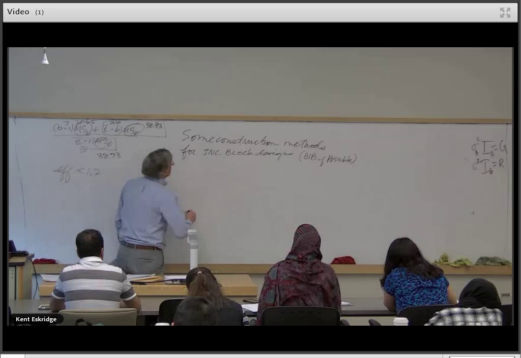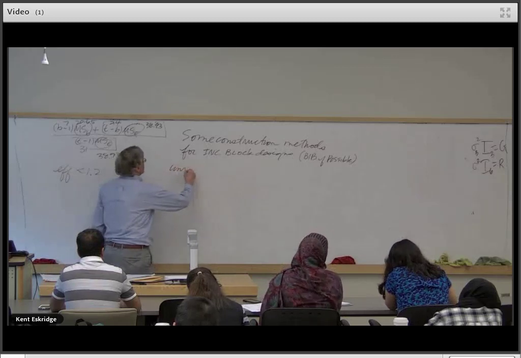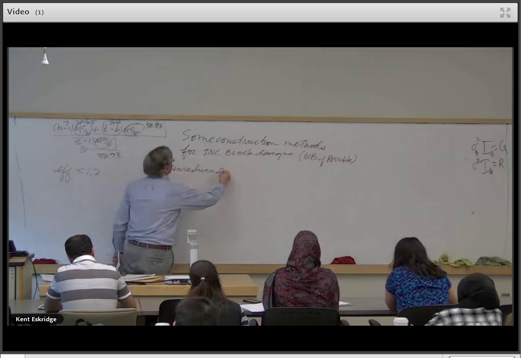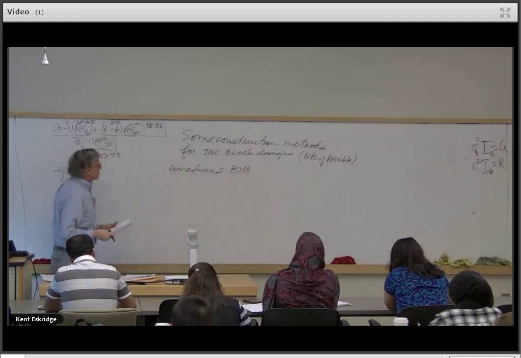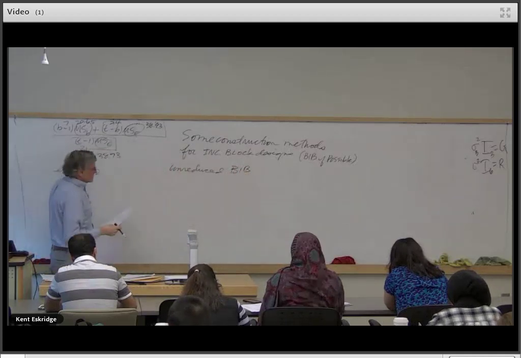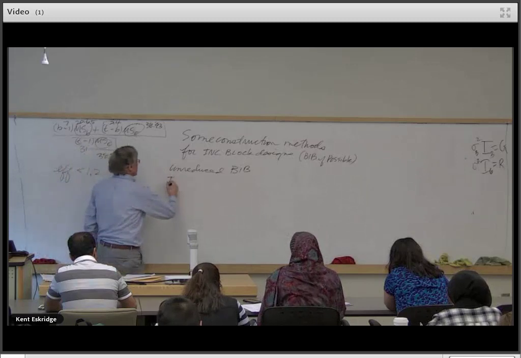Okay, the simplest construction method is what's called the unreduced BIBs. And you can get these directly. Okay, and the idea is just all possible blocks.